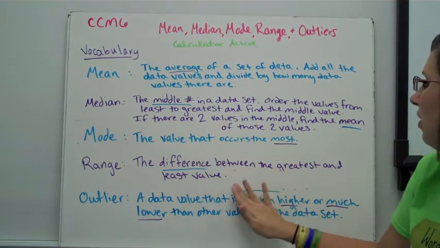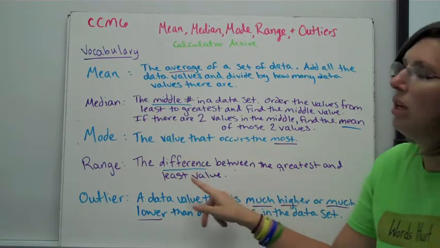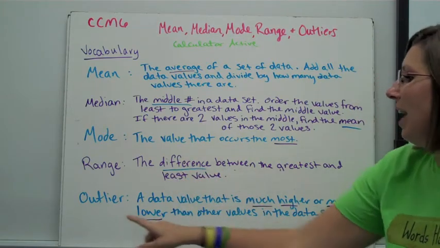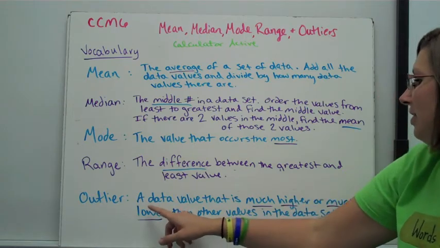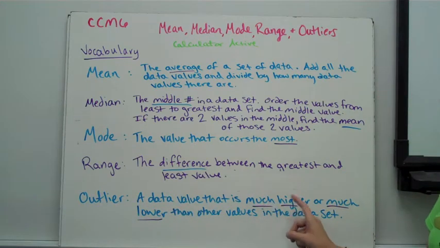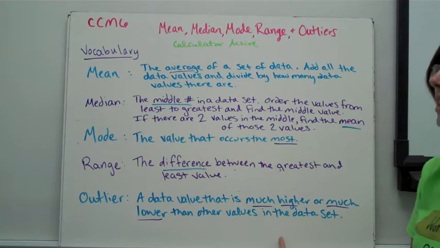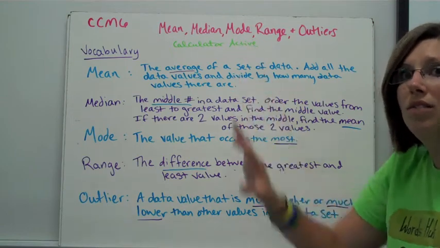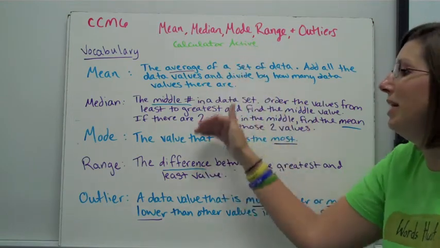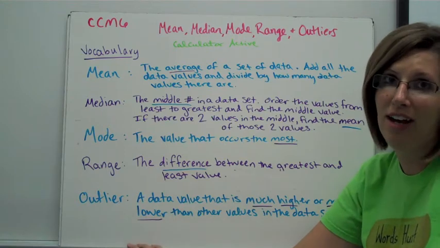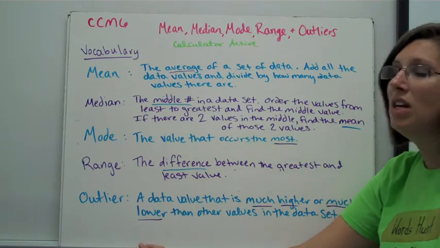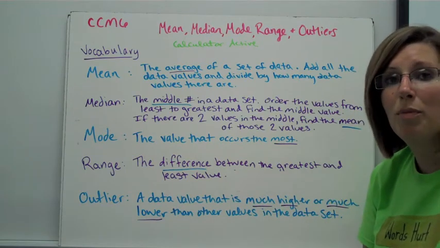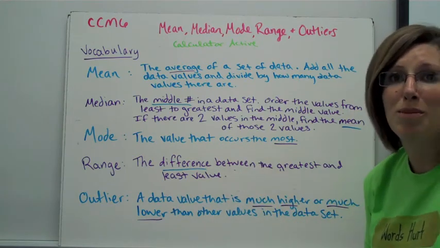But for range, just subtract the highest and the lowest data values. And then an outlier. An outlier of a data set is a data value that is much higher or much lower than the other values in the data set. We're going to go over all of these words. We're going to calculate mean, median, mode, and range and identify the outliers today. If you need a second to copy all this down in your notes, just press pause, and then when you're ready, press play, and we'll go through some problems together.